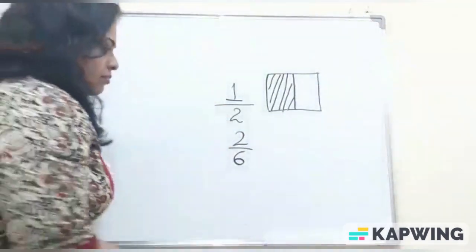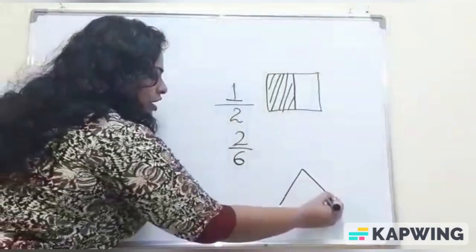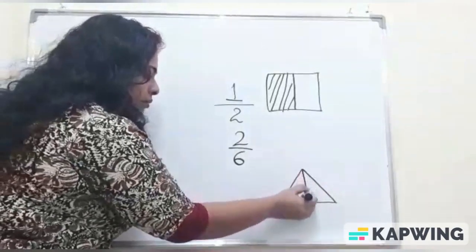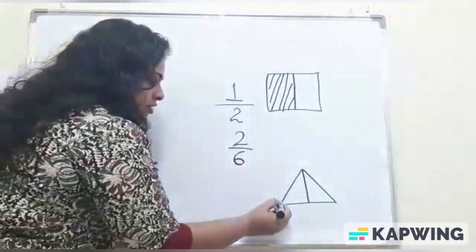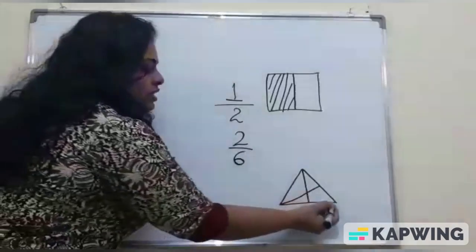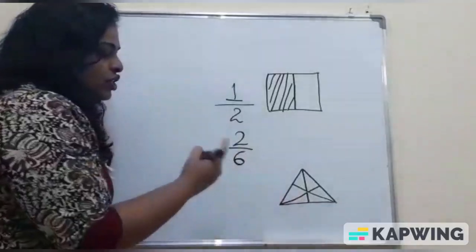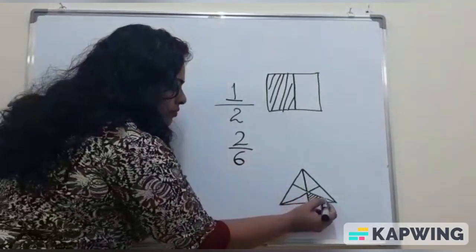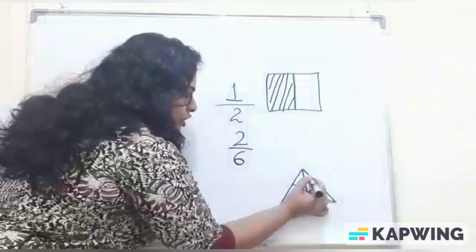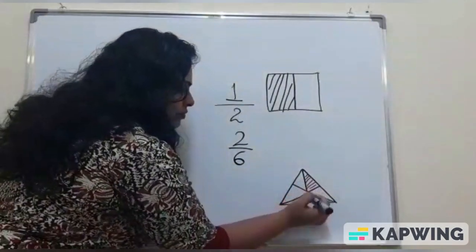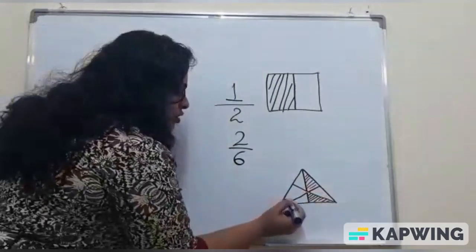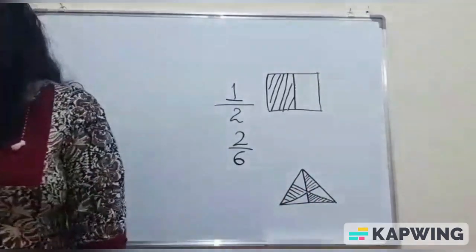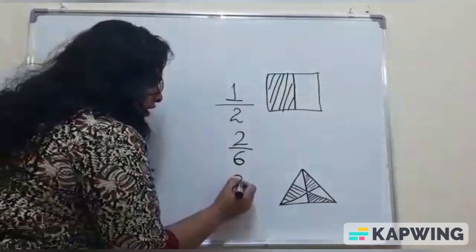Let's take another example. I'll take a shape itself. What is this? It's a triangle. Now the triangle I try to divide in between. Again I divide. I want to divide once again. And let's shade a few parts of it. I'll shade one part over here, another over here for better clarity, and another part over here. So how many parts have I shaded? 3 parts. So let me write 3.